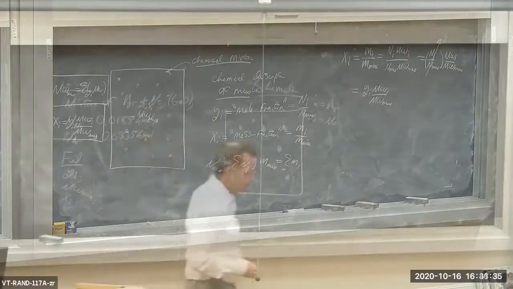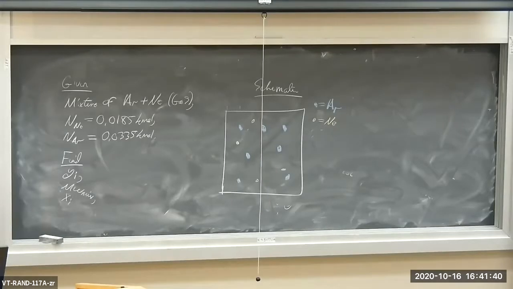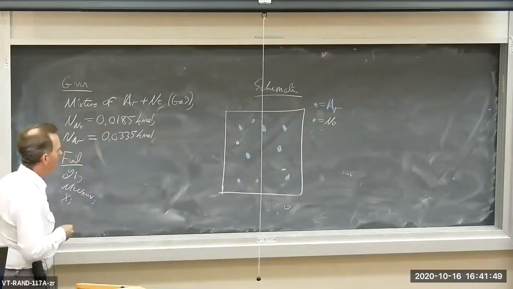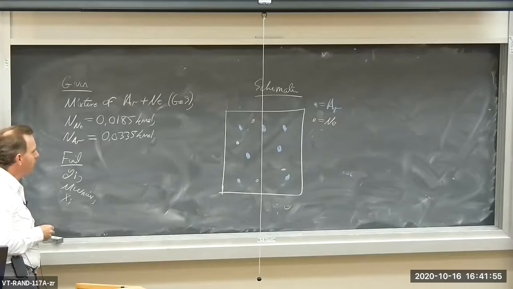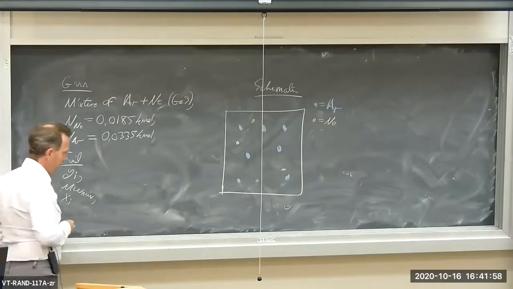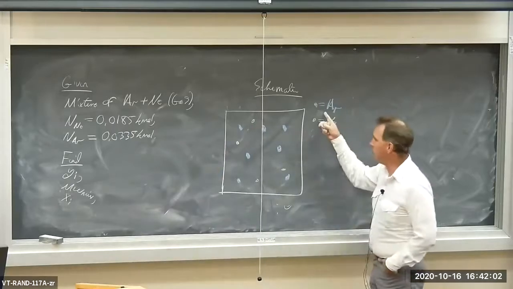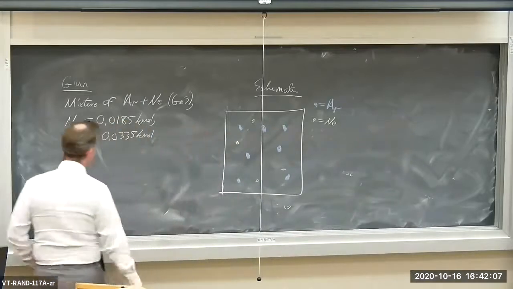Okay, let's do an example here. We have a container that contains a mixture of gaseous neon and argon. You can see it right here. The number of moles of neon in the container is 0.0185 kilomoles, and the number of moles of argon is 0.0335 kilomoles. You can see here represented in the schematic. Let's say the blue represents the argon, the yellow represents the neon. We have some sort of a gaseous mixture in there, okay?